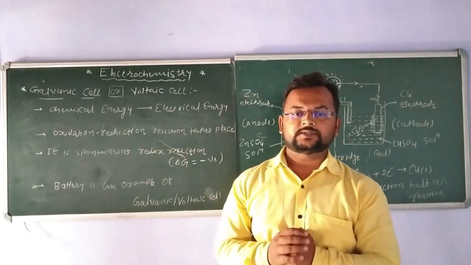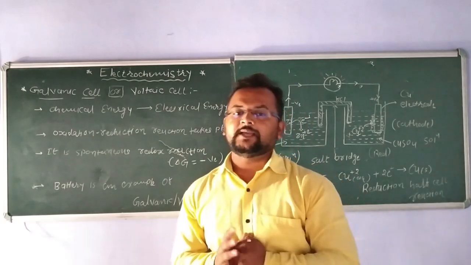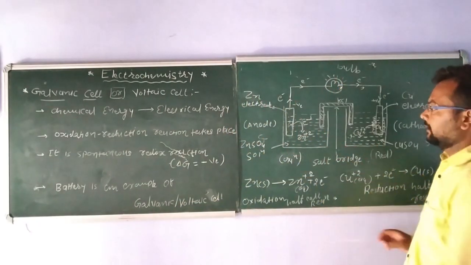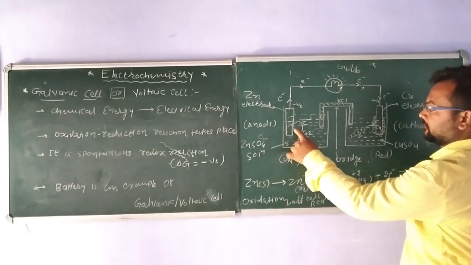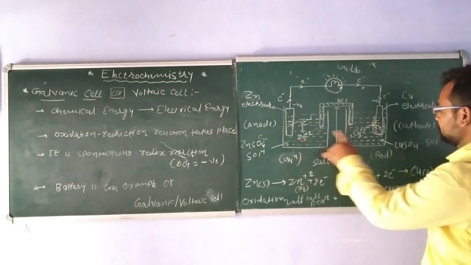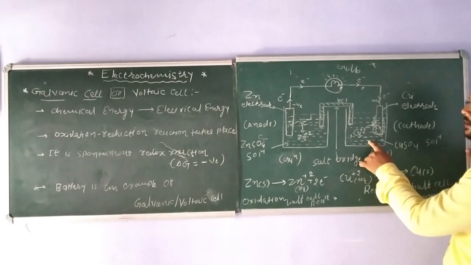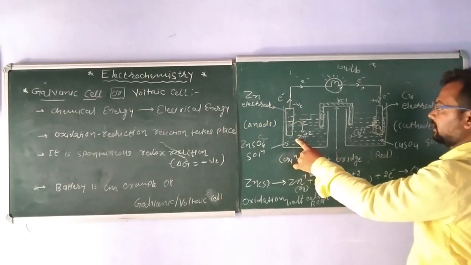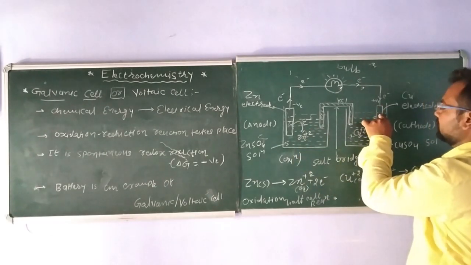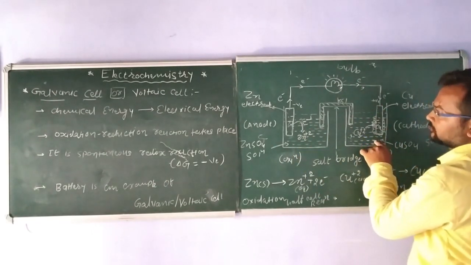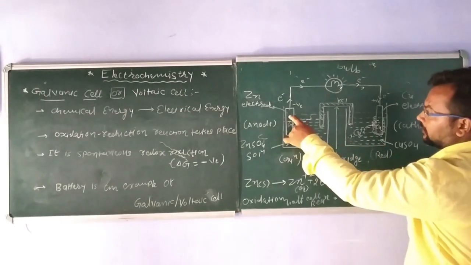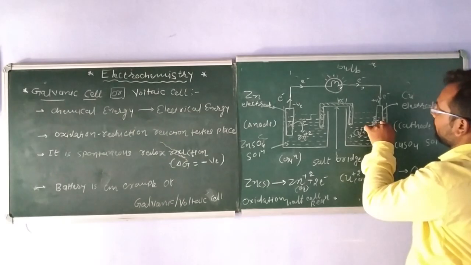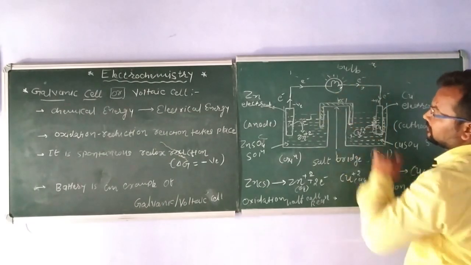Now we discuss the construction of a voltaic cell or galvanic cell. We take two containers, 1 and 2. ZnSO4 solution is filled in container 1 and CuSO4 solution is taken in container 2. Here the zinc electrode is dipped in ZnSO4 solution, and likewise the copper electrode is dipped in CuSO4 solution. Now this zinc electrode is connected to the copper electrode via an electric wire.